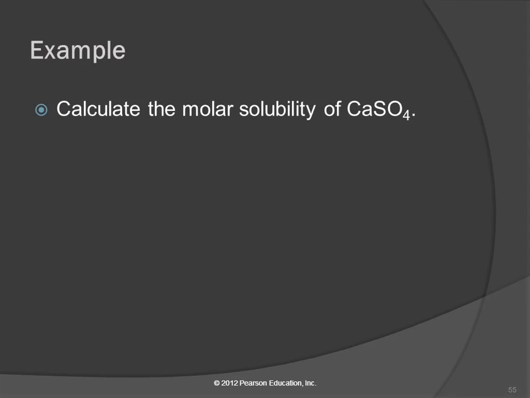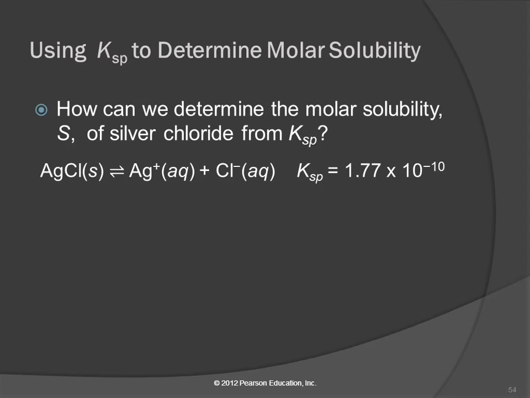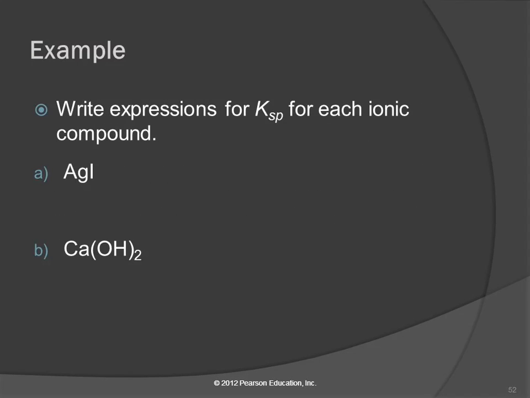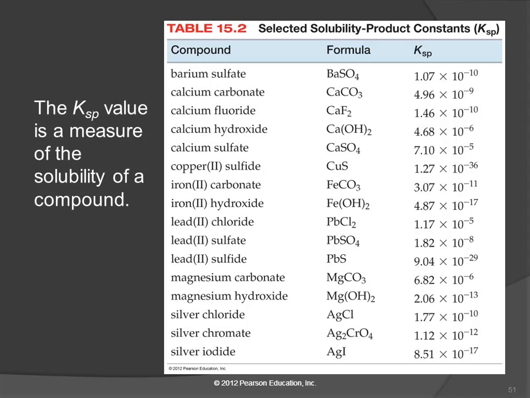Here's another example. Calculate the molar solubility of calcium sulfate. We're going to need a number, though, aren't we? We need some sort of a number, yeah? Well, before I start writing and can't go back, I'm going to go back. Calcium sulfate. Right here. Calcium sulfate. The solubility-product constant is 7.10 times 10 to the minus 5. We're going to need that number.